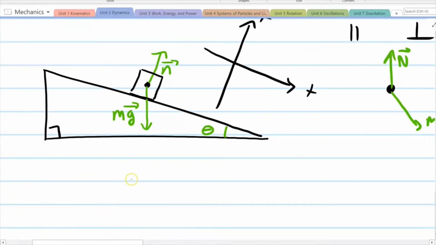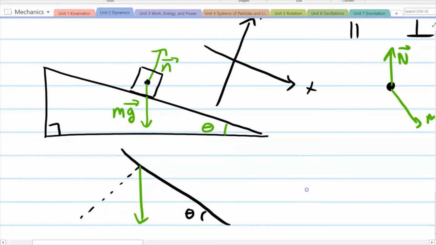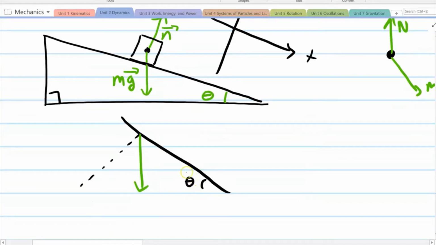If we were looking at more of that, here's the g, and here's the surface. Let me just draw it. Here's that force, and here's the angle. What I'm going to try to show you is that this angle here is the same as this angle. The way I'll show you that is, let me just extend this and drop it down.